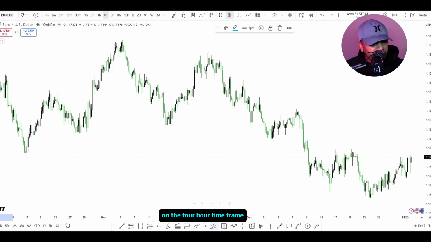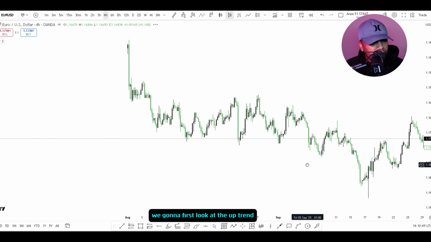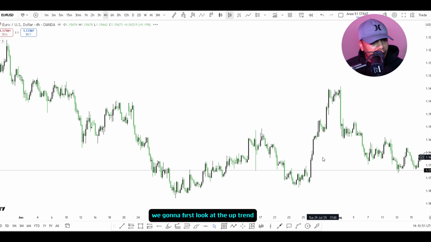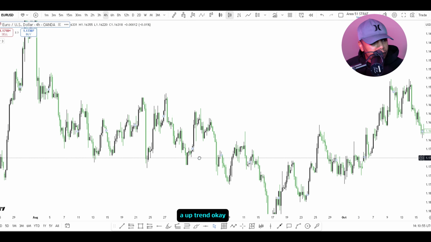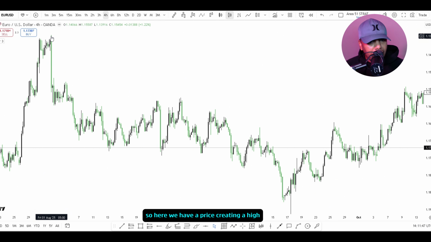On the 4-hour time frame, we're going to first look at the downtrend, and then we're going to go to an uptrend. Okay, so here we have price creating a high, lower low, lower high, lower low, lower high, lower low. But this is how the institutions think.